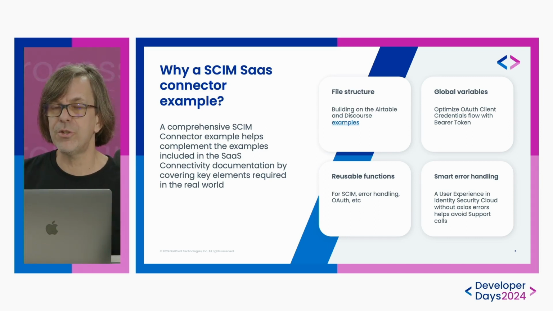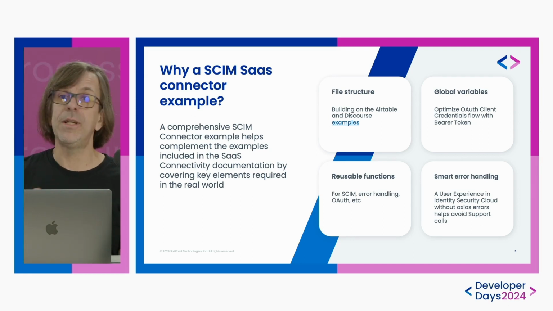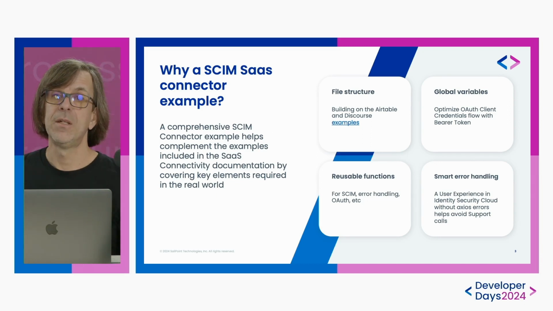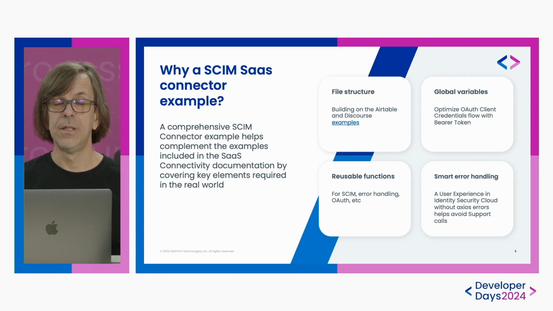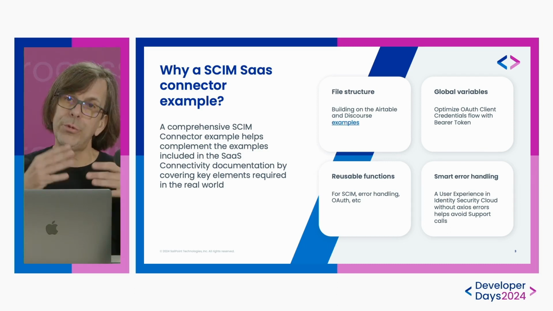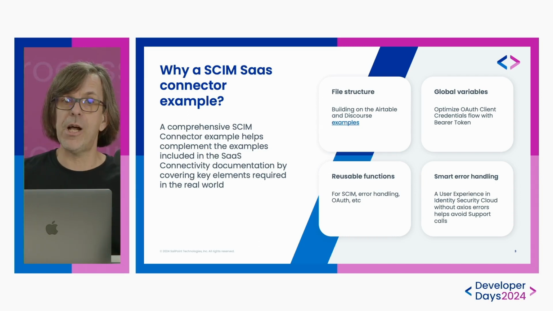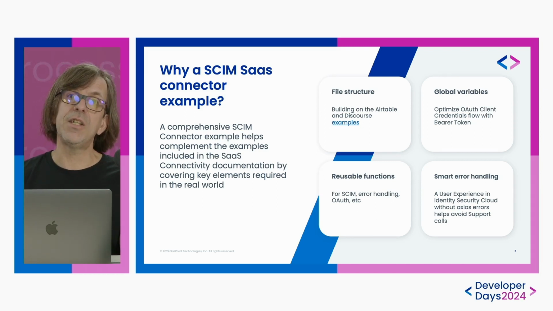We're going to look at the file structure that I'm using, and it's inspired by the Airtable and the Discourse examples, mostly the Discourse example. I'm also going to touch on global variables, something I discovered while discussing with my SailPoint counterparts. We figured out that, for example, if you use OAuth and you get a bearer token that you want to reuse for multiple functions, like multiple calls to aggregate accounts, aggregate entitlements, maybe provision, create a new user, you can take advantage of the global variables.